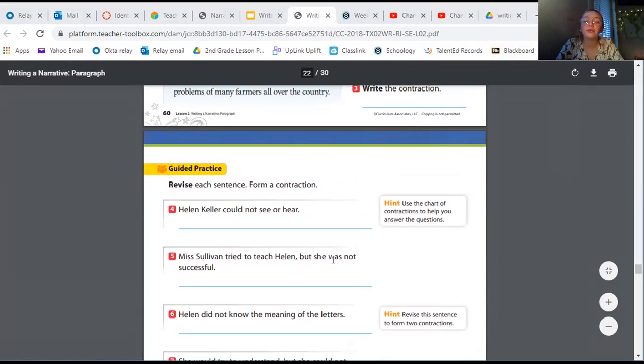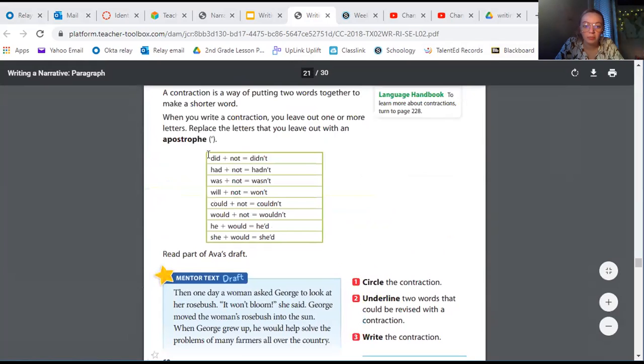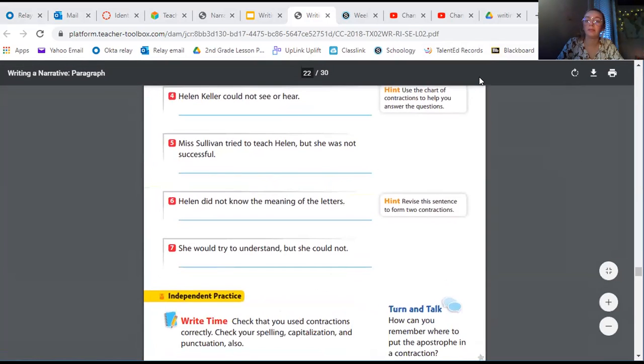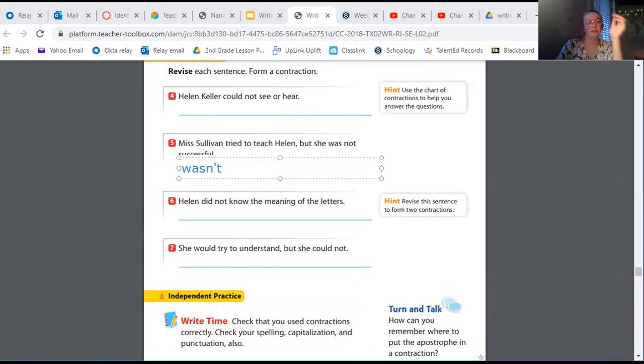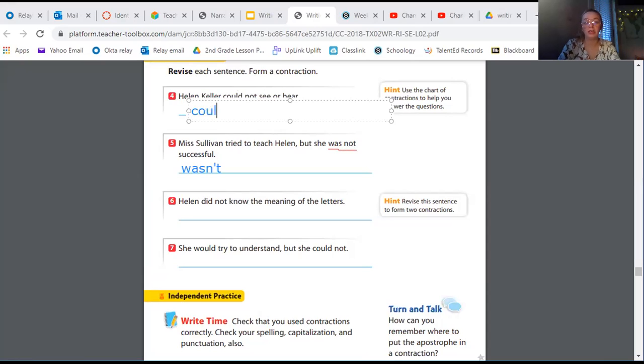Okay, the words you should have found were was not. And if we look up on our chart up here, we see that was not equals wasn't. All right, so I'm going to write wasn't right here. And if it helps you, you can always underline the words was not, could not. So make sure that you have these written, because at the end of our lesson today, I'm going to ask you to upload a picture of this finished page to Schoology.